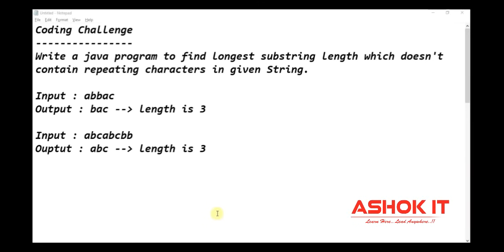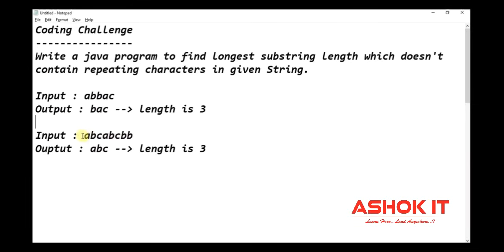The challenge is to write a Java program to find the longest substring length which doesn't contain repeating characters in a given string. Now let us take some sample inputs and outputs. Here I am giving A, B, B, A, C as an input. From this we need to identify the longest substring which doesn't contain repeating characters. BAC is the longest substring because it has 3 characters and there is no repeating character in it. So the output should be 3 for that.